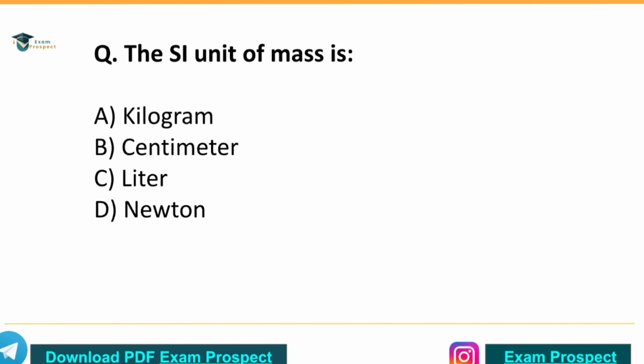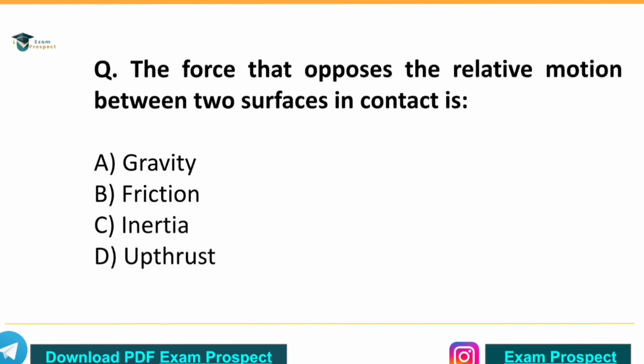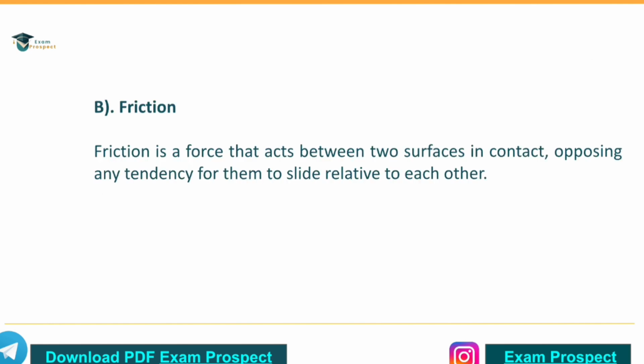Next question. The SI unit of mass is? Correct answer, option A, kilogram. Next question. The force that opposes the relative motion between two surfaces in contact is? The correct answer is option B, friction. Friction is a force that acts between two surfaces in contact, opposing any tendency for them to slide relative to each other.